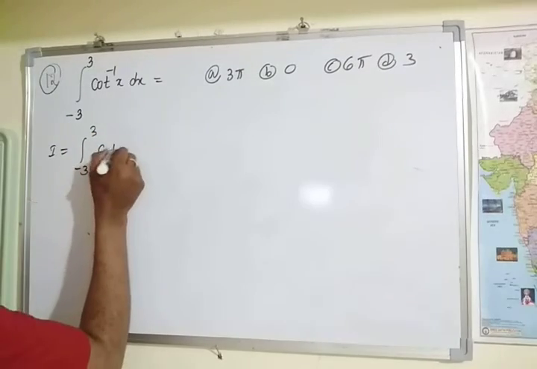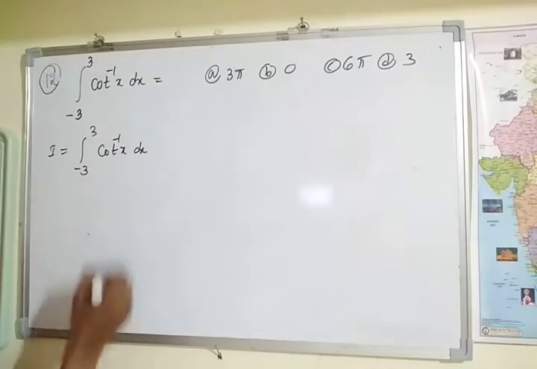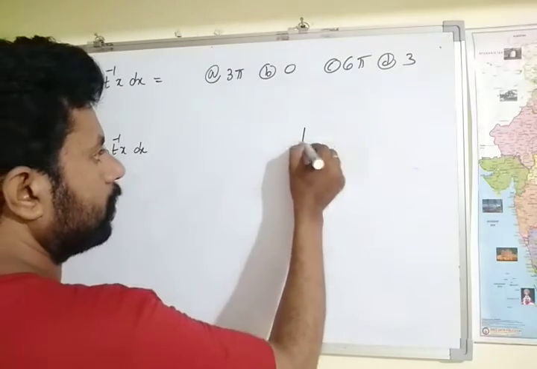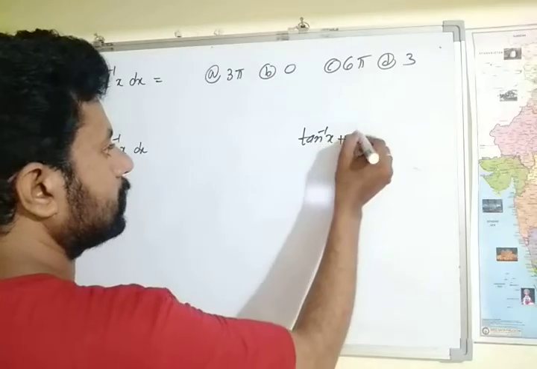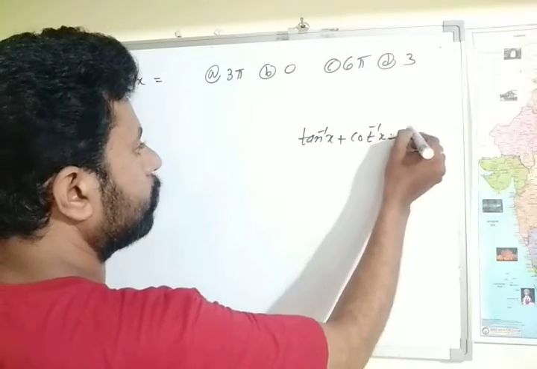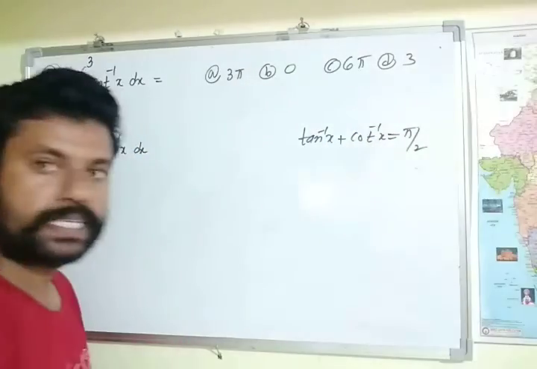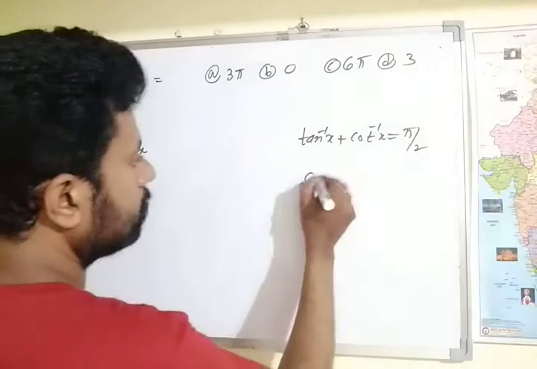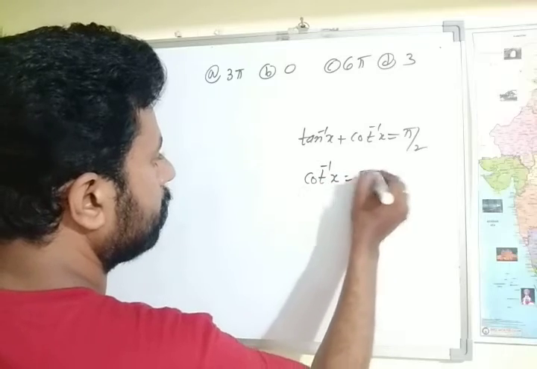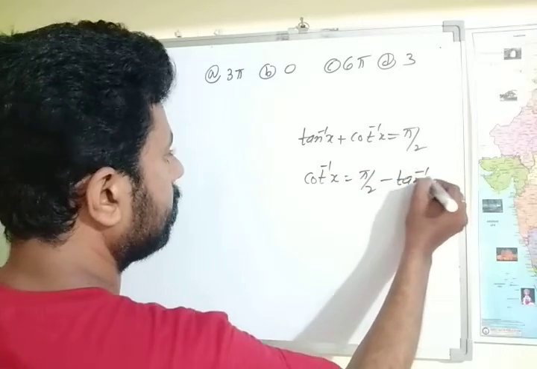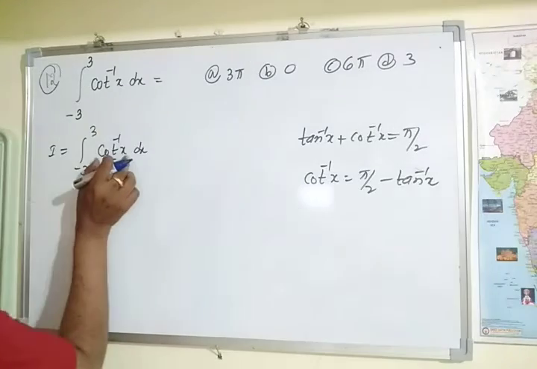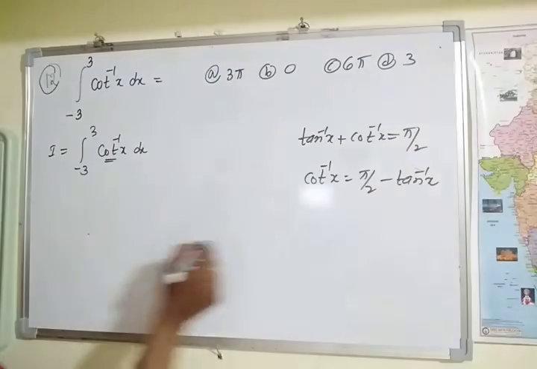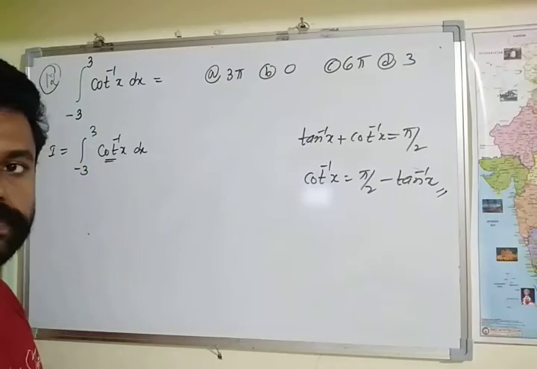inverse of x dx. Here we know a standard result property: tan inverse x plus cot inverse x is equal to pi by 2. Now here we have cot inverse x. Cot inverse of x is equal to pi by 2 minus tan inverse of x. We can write cot inverse x as pi by 2 minus tan inverse x, because tan inverse x is an odd function. The integral of an odd function is 0.